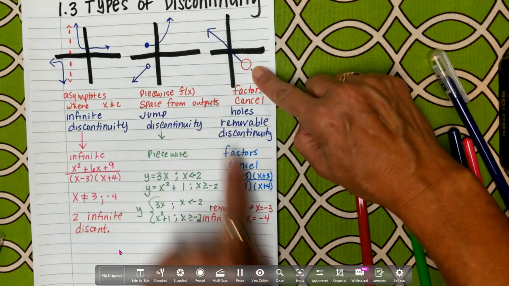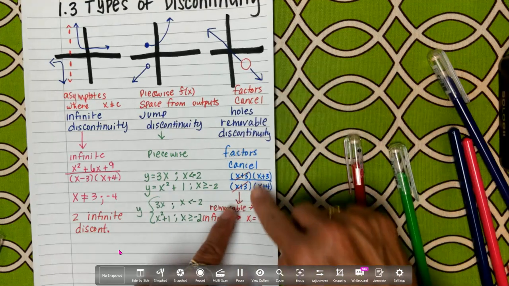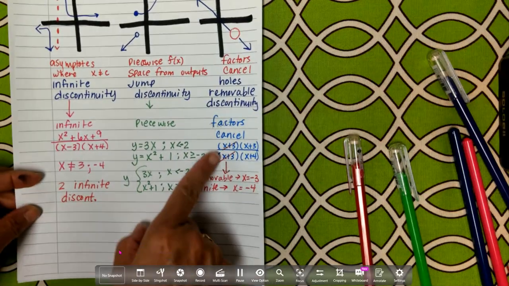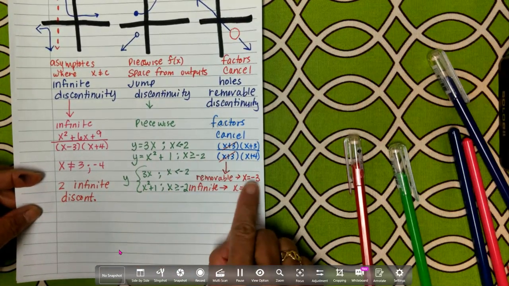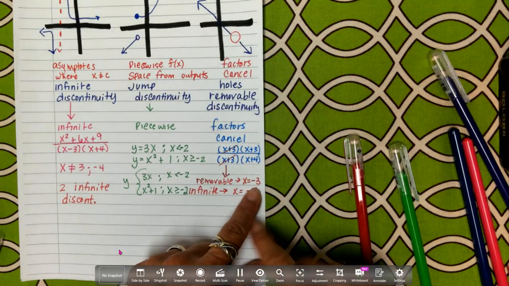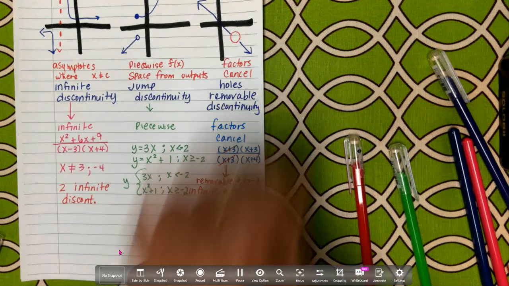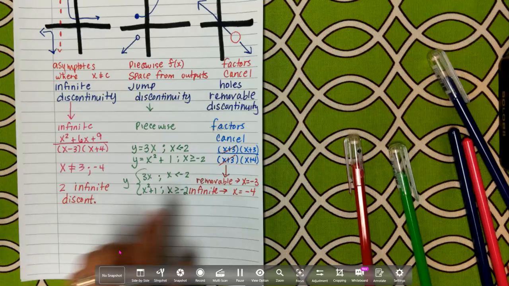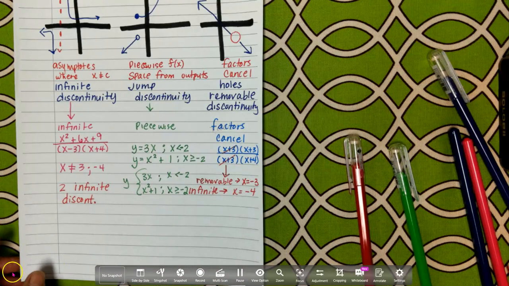Now, this example does not match this example down here. However, I just wanted to show you these two factors cancel. If I did graph this, I would have a big open hole where x equals negative 3, which is somewhere over here. And I would also have a vertical asymptote, which is an infinite discontinuity, where x equals negative 4.